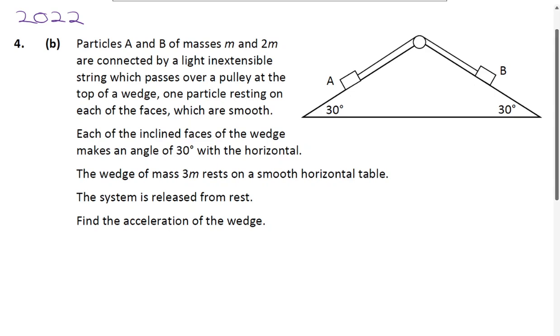So each of the inclined faces of the wedge makes an angle of 30, which is nice because we only have to have one cos 30 and one sin 30. We know what they are. We don't have a whole bunch of different angles. And then the wedge is mass 3m and rests on a smooth horizontal table. The system is released from rest.